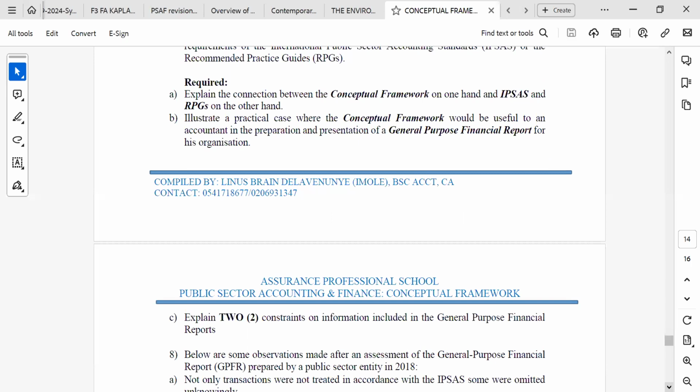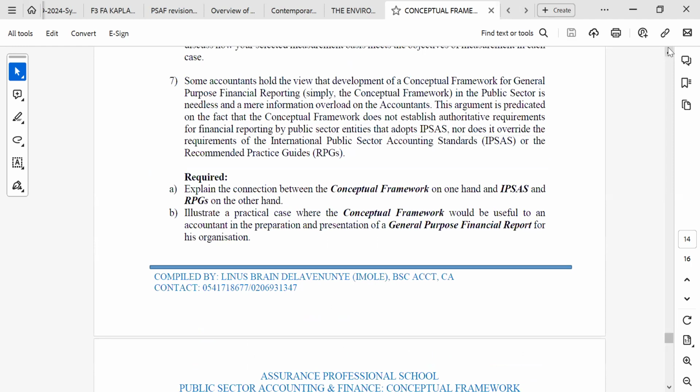Okay, we have C. Explain two constraints on information included in the general purpose financial reports. So this is the argument, and they are saying that the argument was predicated on the fact that the conceptual framework does not establish authoritative requirements for financial reporting by public sector entities that adopt IPSAS, nor does it override the requirements of the International Public Sector Accounting Standards or the recommended practice guides. Explain the connection between the conceptual framework on one hand and IPSAS on the other hand. What is the connection between them, and how are you going to answer this question?